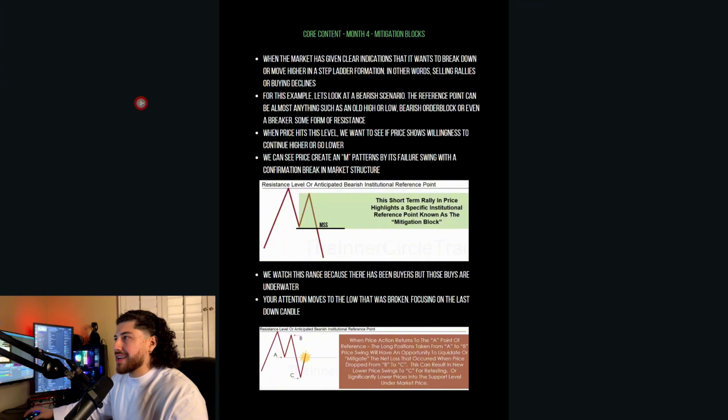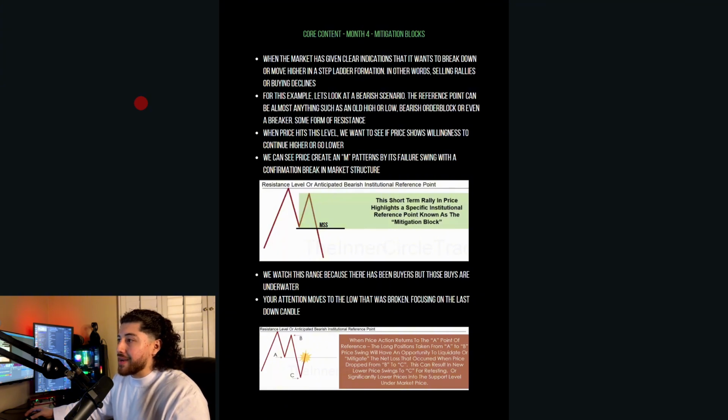Mitigation blocks. When the market has given clear indications that it wants to break down or move higher in a step ladder formation, in other words, selling rallies or buying declines. For this example, let's look at a bearish scenario. The reference point can be almost anything such as an old high or low, bearish order block, or even a breaker, some form of resistance.